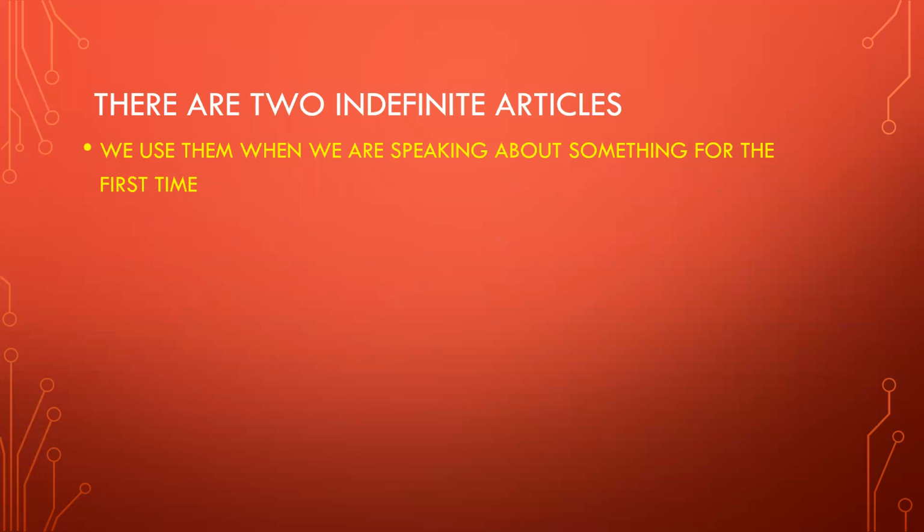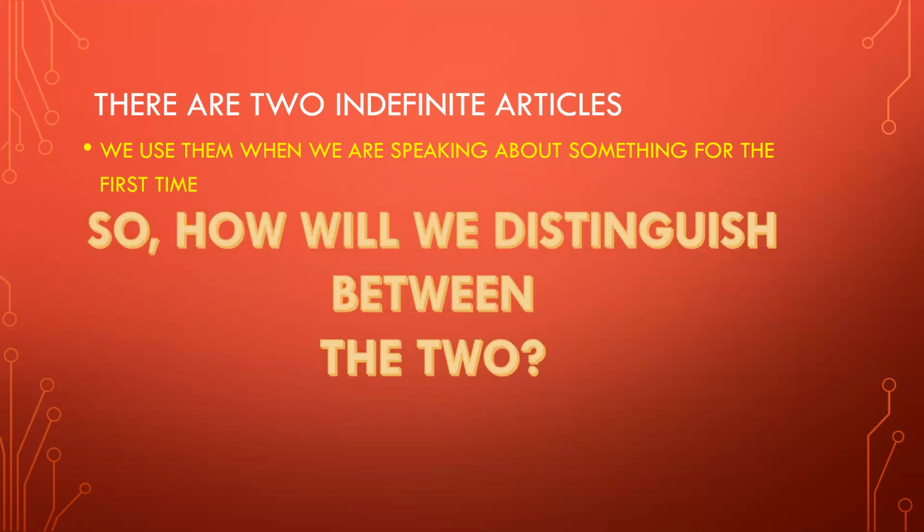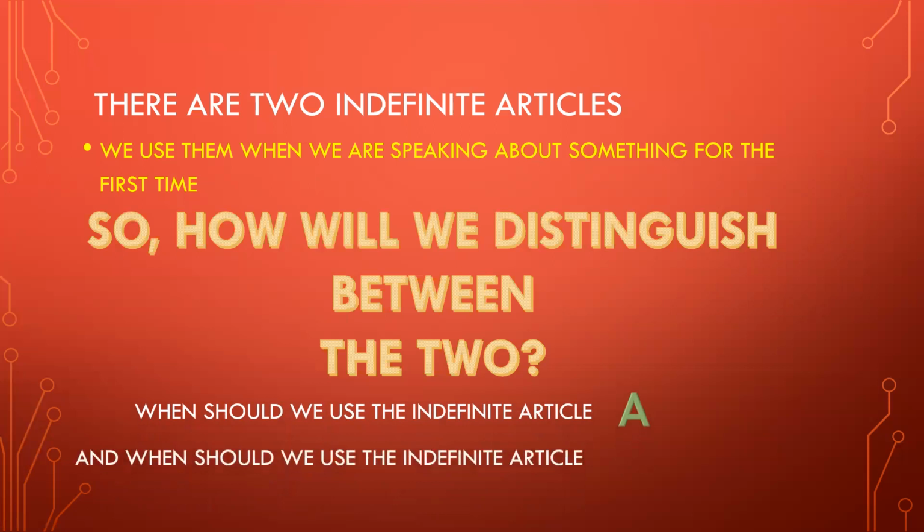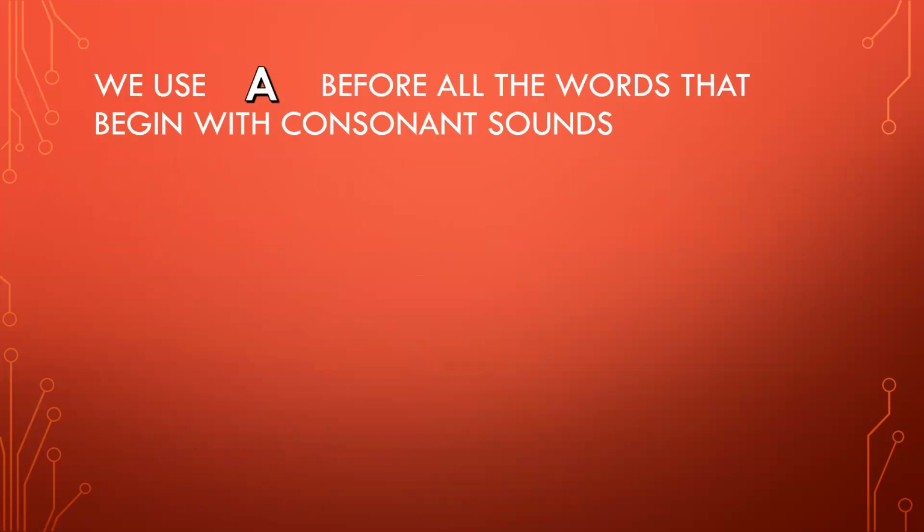There are two indefinite articles. We use them when we are speaking about something for the first time. So how will we distinguish between the two? How do we know when to use a and when to use an? When should we use the indefinite article a? And when should we use the indefinite article an? I'm sure you know this already.